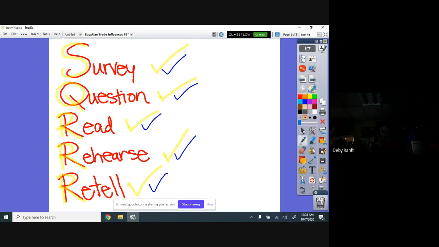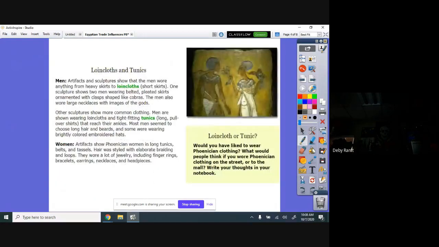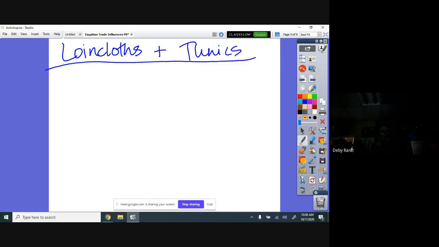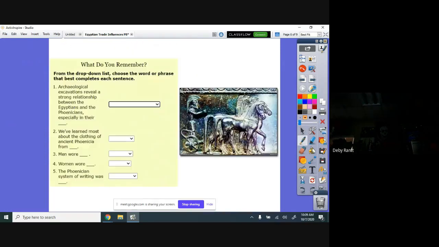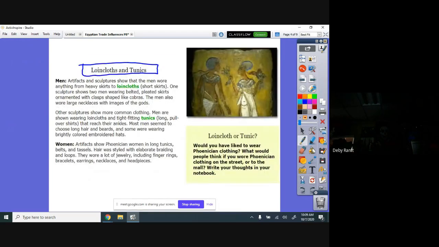Okay. Time to start again with page number 3. What's our title? Loincloths and tunics. Woo! We're getting into the fun stuff here. Okay. Loincloths and tunics. Okay. What's our first step? What do we do first? Our S? Survey. Tell a friend. What jumps out at you when you look at that text?